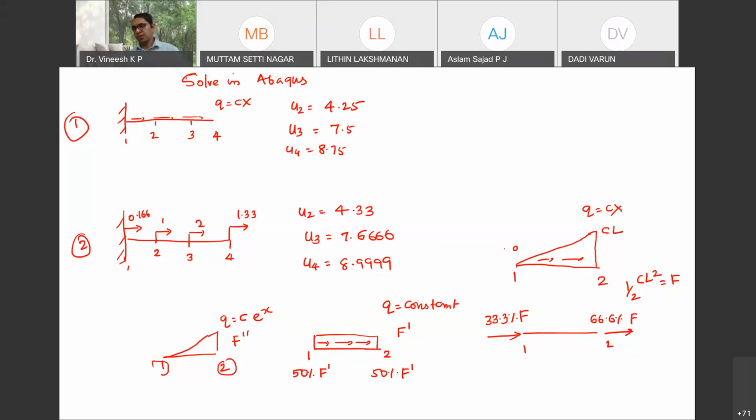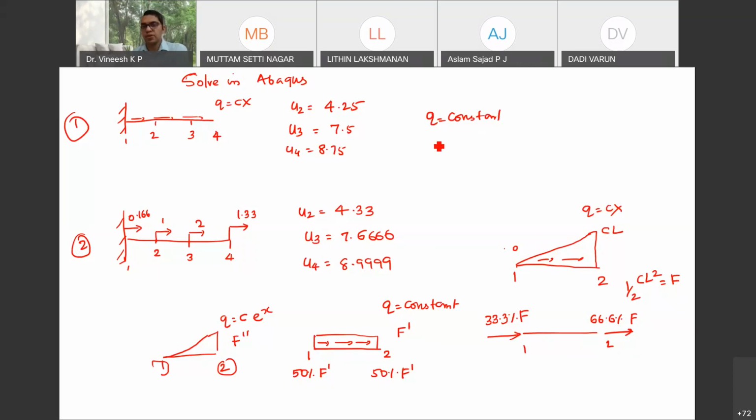That means it's a triangular distribution, linear variation of the load. Then you will see that 33% will be distributed on the first node and the remaining 66.6% on the other node. Like that, you can see different types of configuration. In the uniformly distributed mode, Q is equal to constant. So uniformly distributed means Q is equal to constant.